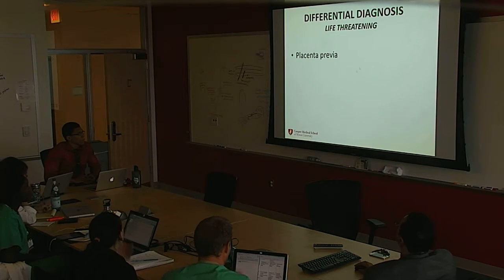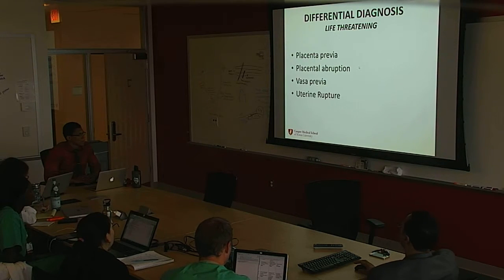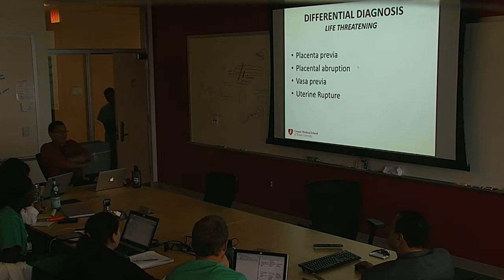So what are the life-threatening causes? Placenta previa, placental abruption, vasa previa, and uterine rupture. Okay? Those are the ones you want to make sure you're not missing.